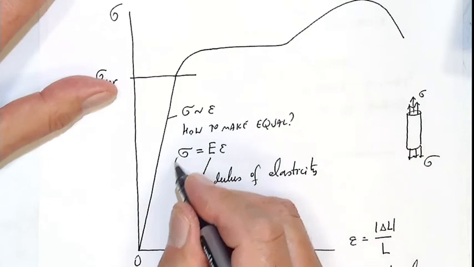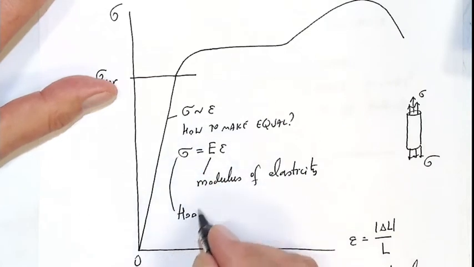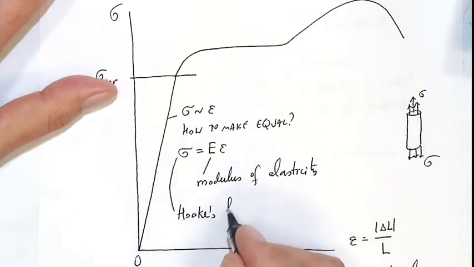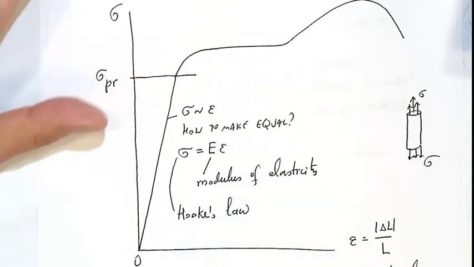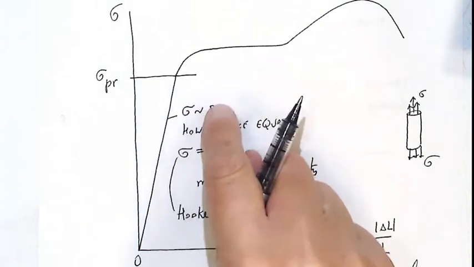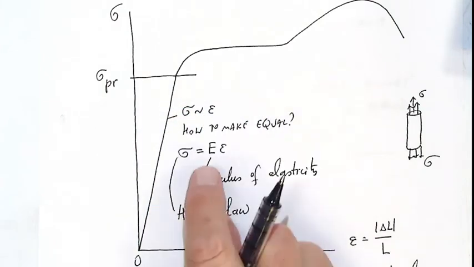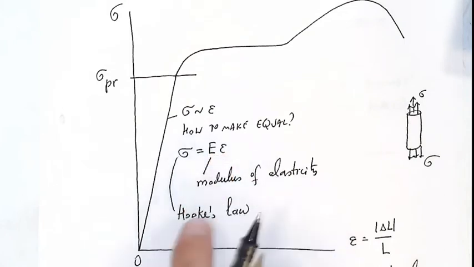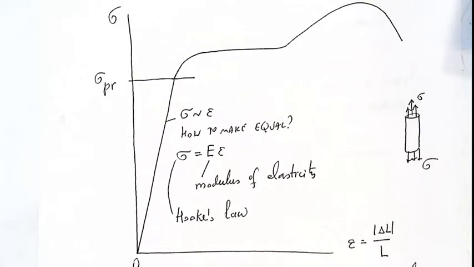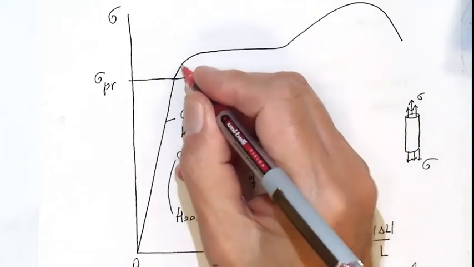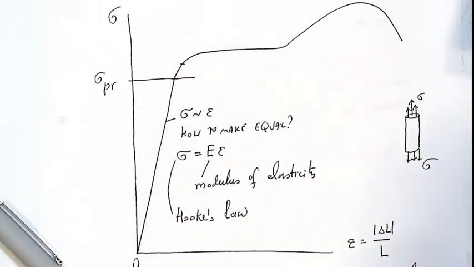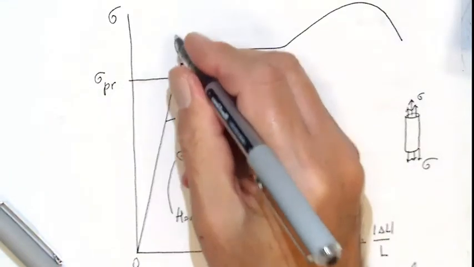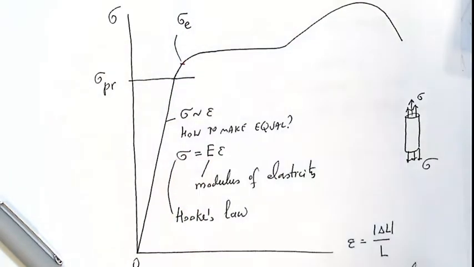So this law is called Hooke's law. Thomas Young just said that sigma is proportional to epsilon. Hooke said that, in order to have equality, we need some constant, and that is the modulus of elasticity. Now, until here, that is the elasticity limit.